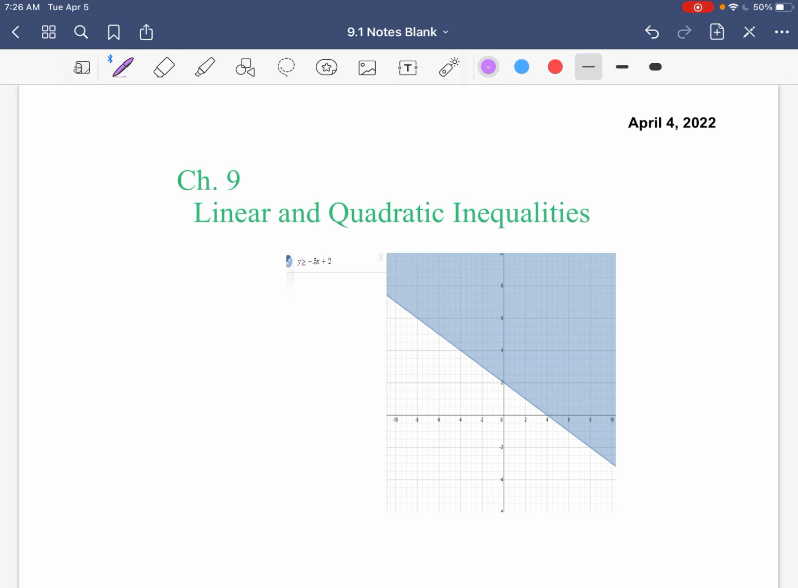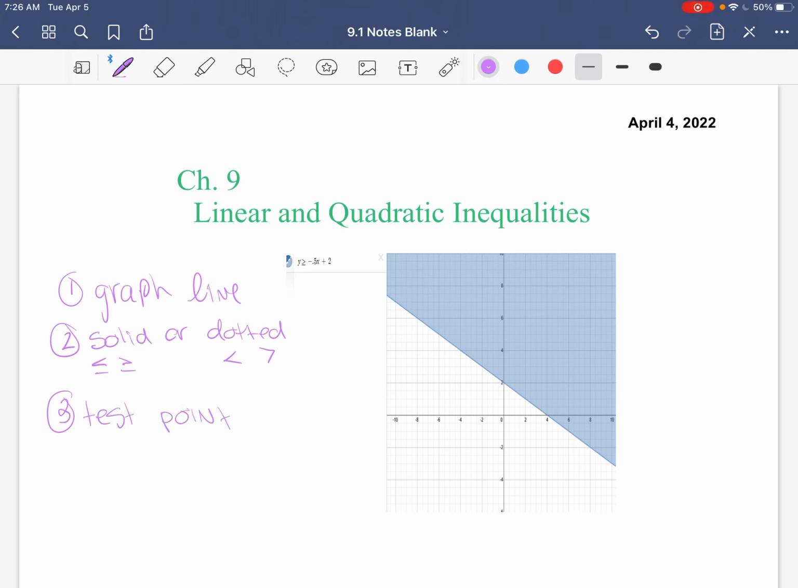So linear inequalities, basically you're going to graph the line. You're going to decide if the line is solid or dotted. And that comes from if you have solid is a less than or equal to, a greater than or equal to, a dotted is just a less than or greater than. And then you're going to pick a test point to see which side of your line is included in your solution. And that's where we would shade. So it would end up looking something like that graph on the side.